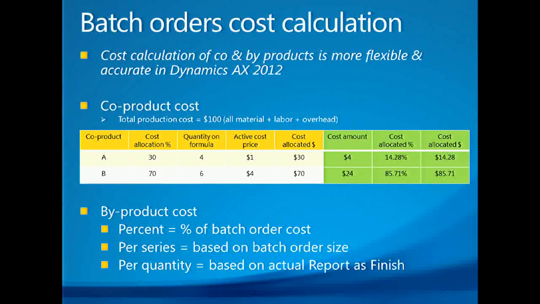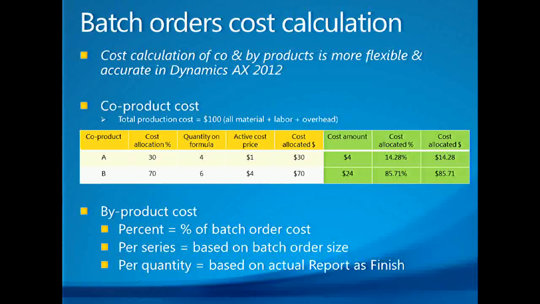On the byproduct side, what we had in the previous version was a fixed percent or a dollar amount. If it was a dollar amount, it will add that dollar amount to the total cost of production. If it was a percent, then it will calculate the percent of the allocation to the burden amount, and add that to the total batch order cost.